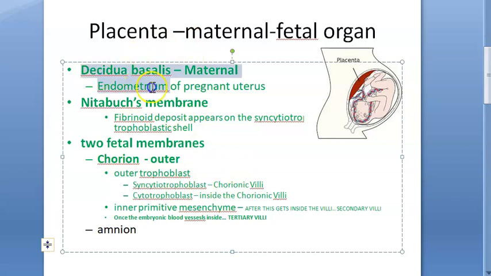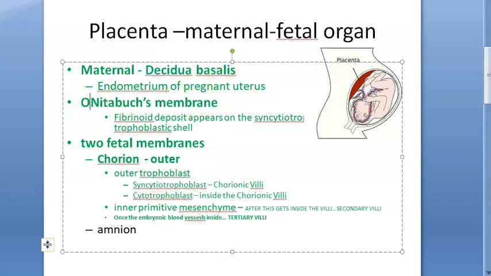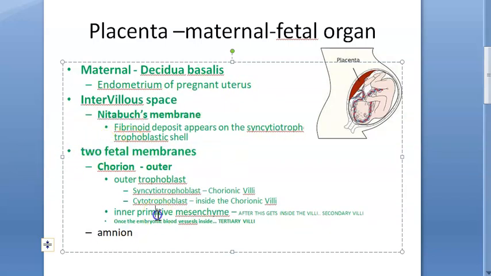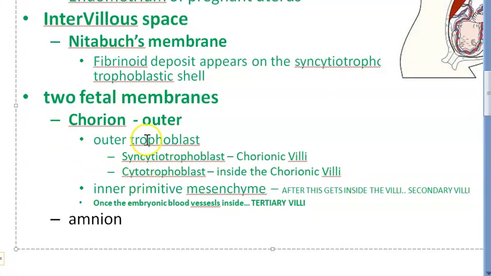You have the maternal part, which is the decidua basalis. Then you have the intervillous space. Then you have the fetal membrane, that is chorion. What do you have in the chorion? You have the outer, the trophoblast is outside. Inside you have mesenchyme. Inside the trophoblast you have syncytial trophoblast, cytotrophoblast.